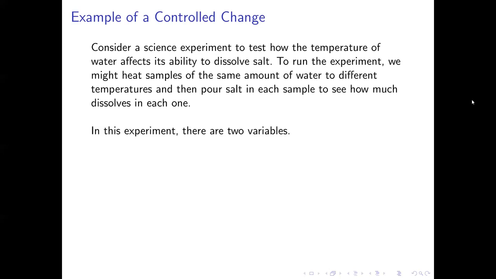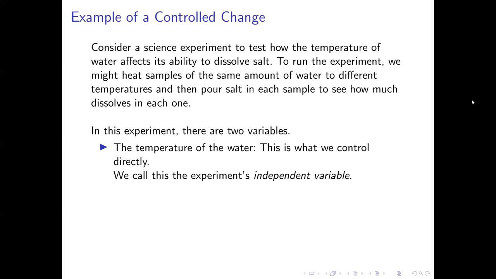So notice here, there are two variables involved. One of them is the temperature of the different samples of water. And that's the one we control directly. We decide as we are setting up the experiment what temperature each sample of water is going to be. We call this the independent variable of the experiment because it is independent of anything except what we decide. So it depends only on how we decide to set things up.